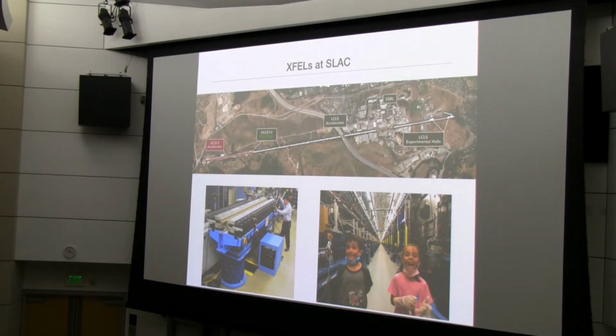And just to give you an idea of what the undulators look like, this is one undulator section. And there's about 33 of these on the hard X-ray line and 21 of these on the soft X-ray line. So like I said, not something you can put in your garage.